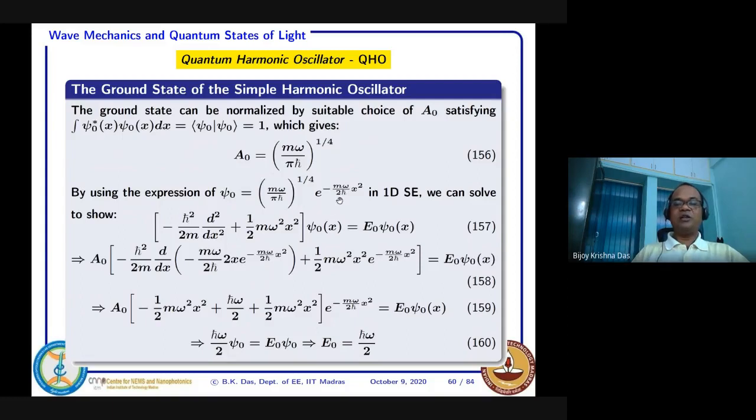It is a Gaussian, right? So psi naught is Gaussian. That means when x equals 0, that is the maximum. On both sides, plus and minus x, the profile is Gaussian. So for a simple harmonic oscillator, the ground state wave function is a simple Gaussian function, right?